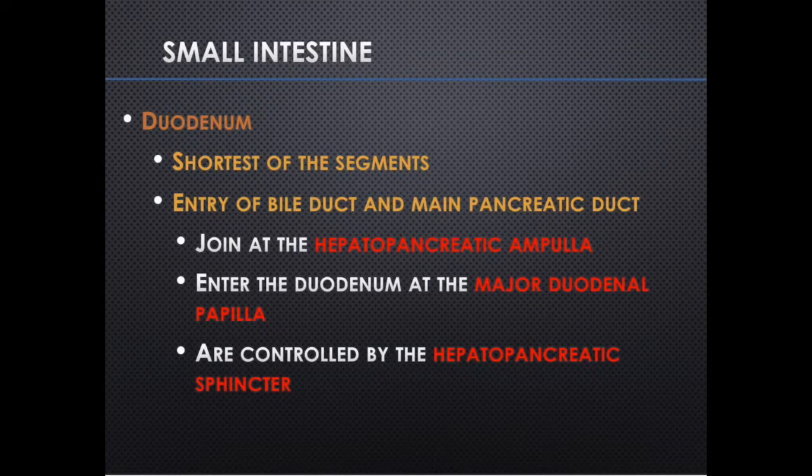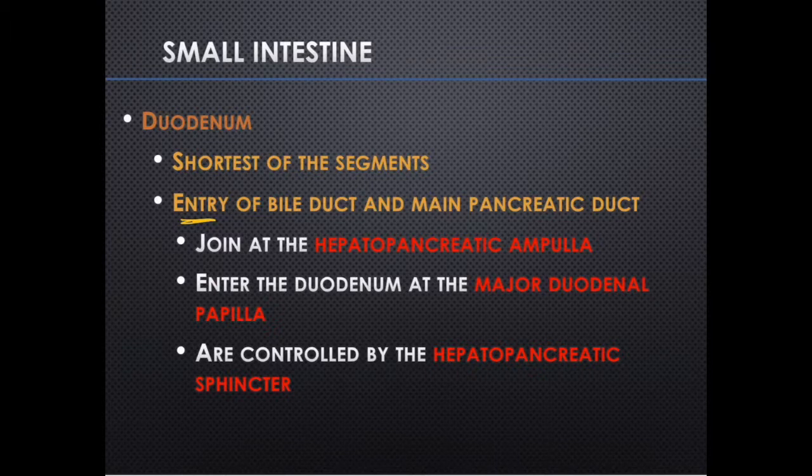Moving on to the next part of the gastrointestinal tract, this is going to be the small intestine, and the very proximal part of the small intestine that would be receiving the food from the stomach. This is going to be the duodenum. The duodenum is the shortest of the segments of the small intestine. It's going to be receiving the bile secretion as well as the pancreatic secretions from the liver and the pancreas.